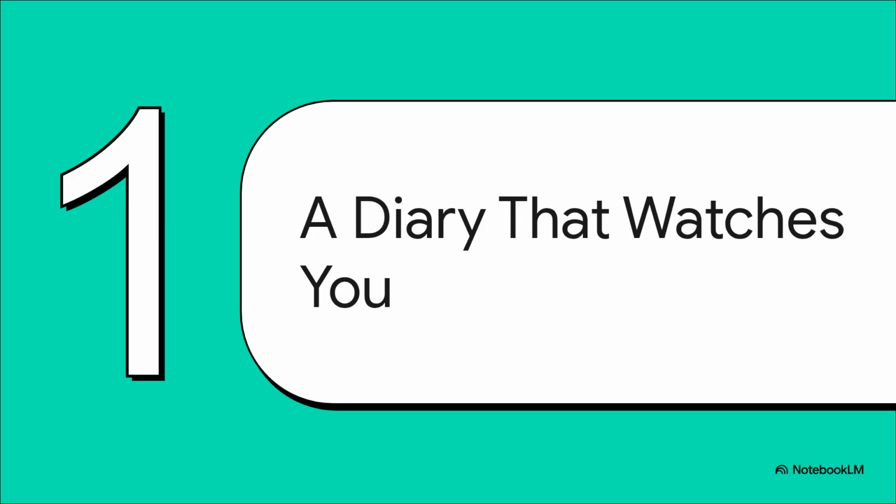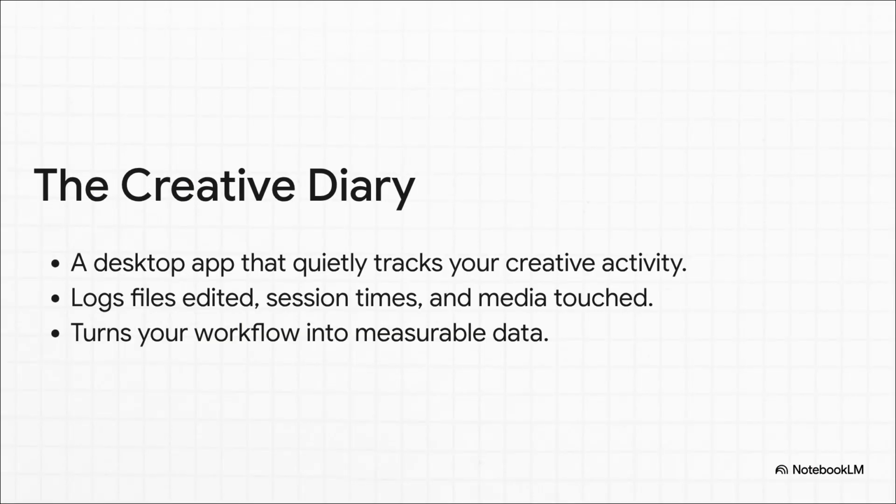Well, the very first step in this whole Orbit Clock system is this foundational tool. Think of it like a silent observer for your creative world. And this is it, the Creative Diary. It's basically a simple desktop app that you just point to your creative folders. And then it just watches. It's not intrusive at all. It just hums along quietly in the background, logging every single file edit, how long your sessions are, every picture, every piece of audio you touch. And the magic is it takes all that raw, chaotic activity and turns it into clean, structured, measurable data.